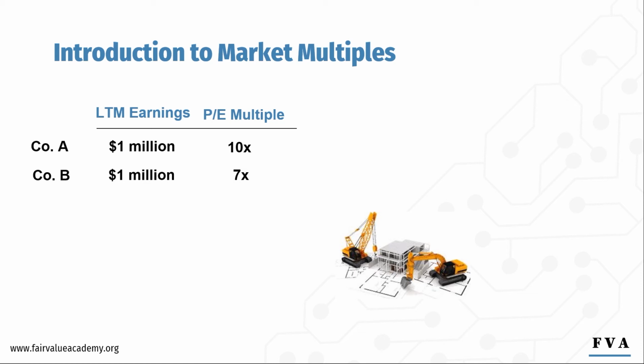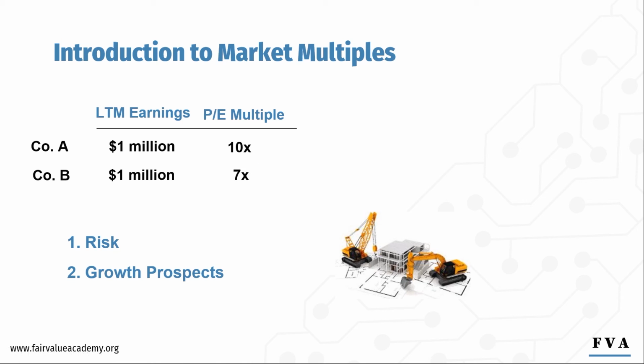In this example, we have Company A and Company B, which are in the construction industry, and both have last 12 months earnings of $1 million. However, Company A is trading at a 10x PE multiple, whereas Company B is trading at a 7x multiple. So the question is, if both companies are in the same industry and have the same earnings, why is one trading at a higher multiple? And usually it's because of two things: risk and growth prospects. Company A is either less risky or it has better growth prospects than Company B, and that's why the PE multiple is higher.